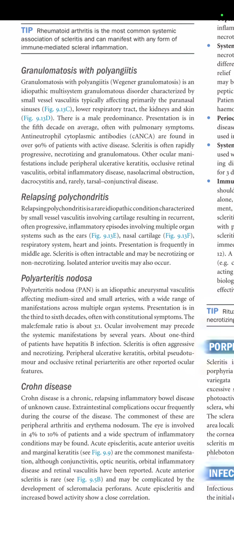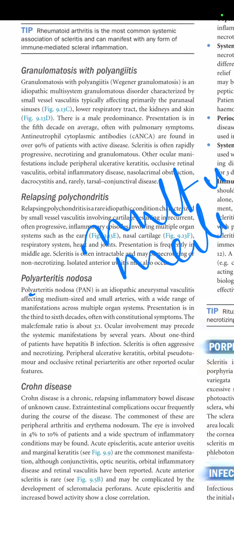Polyarteritis nodosa is an idiopathic aneurysmal vasculitis affecting medium sized and small arteries with a wide range of manifestations across multiple organ systems. Presentation is in the third to sixth decade, often with constitutional symptoms. The male to female ratio is 3:1, so it is also male predominant.